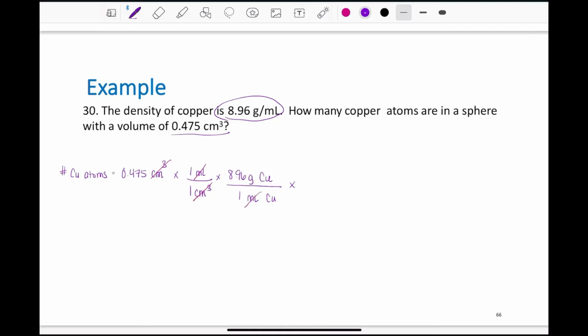I'm now in grams of copper, so I'm going to convert to moles of copper. So 1 mole of copper equals 63.55 grams of copper. Again, here we've gotten rid of our grams of copper. I'm in moles of copper, so I can use Avogadro's number, 6.022 times 10 to the 23rd copper atoms to 1 mole of copper. And when I calculate that out, I get 4.03 times 10 to the 22nd copper atoms.